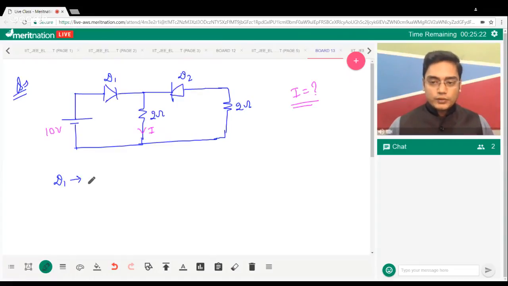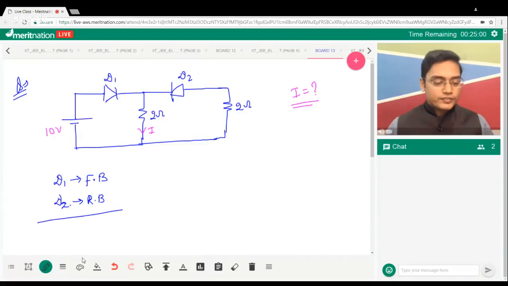D1 is in forward bias or reverse biased? Forward bias. Okay, good. And how about D2? D2 is in reverse biased. D2 in reverse biased. Okay.